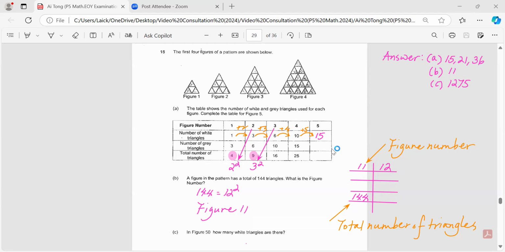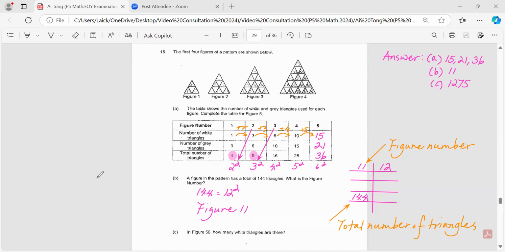And we also know one fact here. See, this is 4 squared, then 5 squared. Then the next one is 6 squared, so 36. So to obtain the number of gray triangles, I would just take 36, that is the total number of triangles, minus 15, the number of whites. So that would be 21.